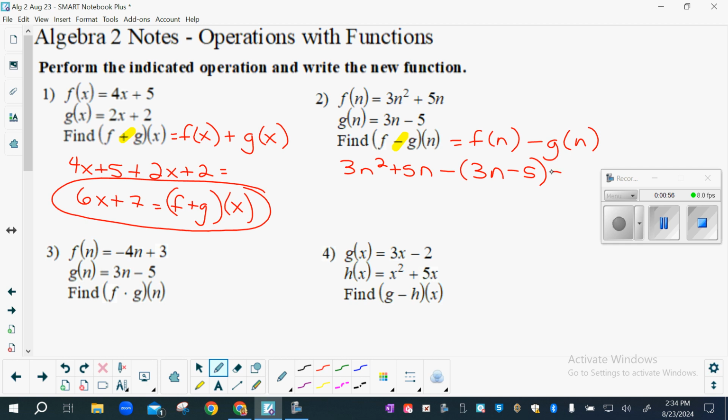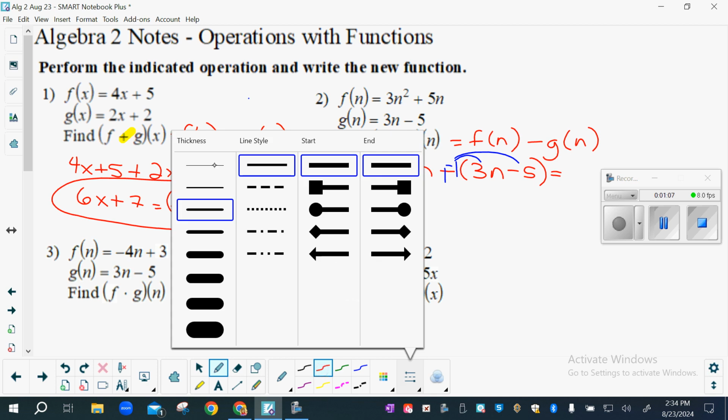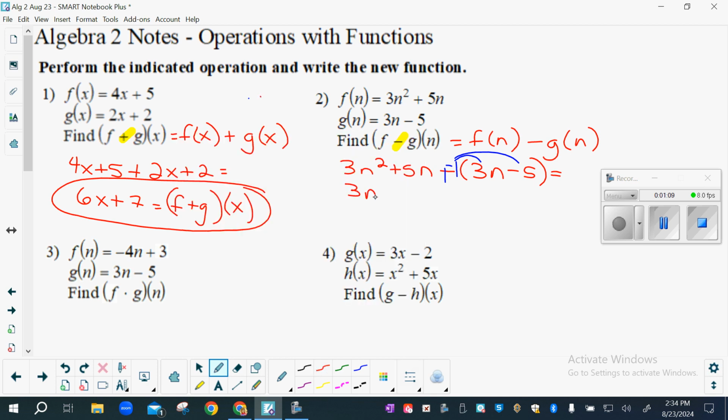Distribute that negative. So this is like, let me put it in a different color. This is like plus a -1, and we have to distribute that negative. So this is 3n squared plus 5n. And then -1 times 3n would be -3n. -1 times -5 will be plus 5.